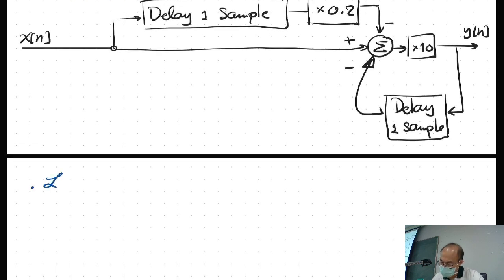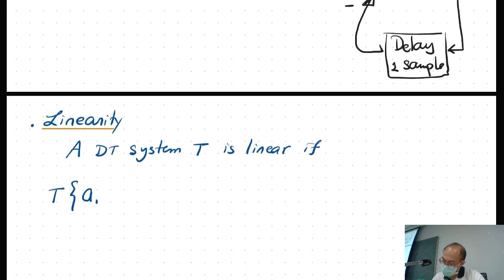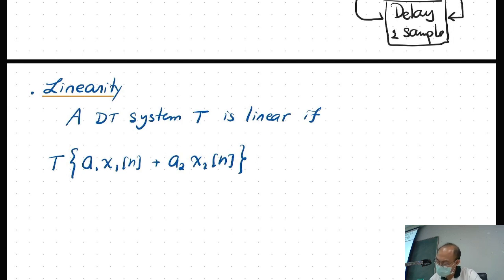So the first thing is linearity. A discrete time system T is linear if the output from a linear combination of the inputs, a linear combination of input signals, is equal to the linear combination of the output signals, the same output signals.